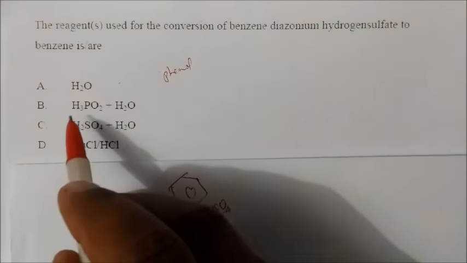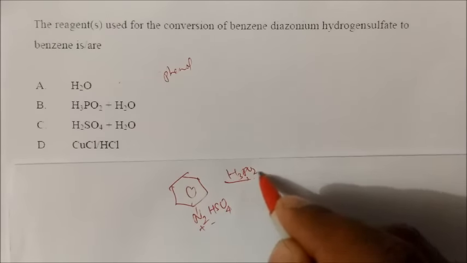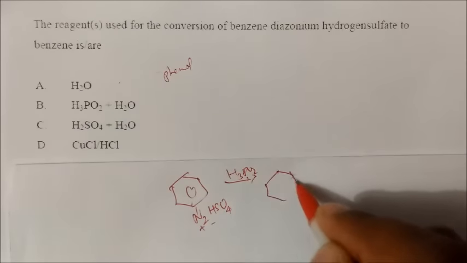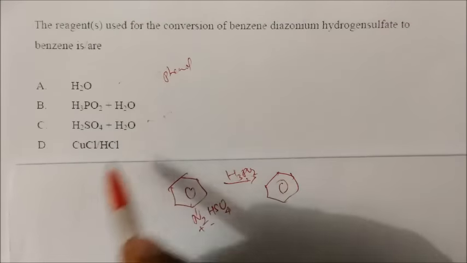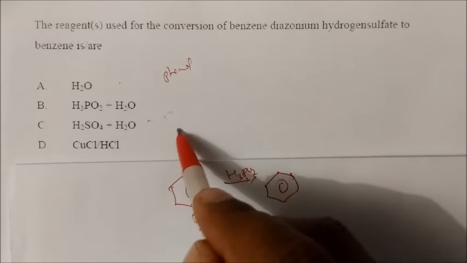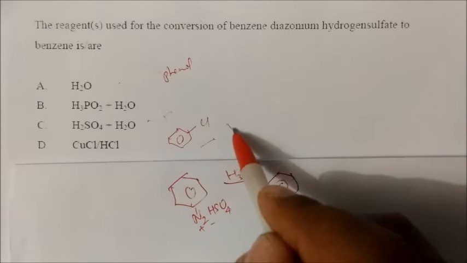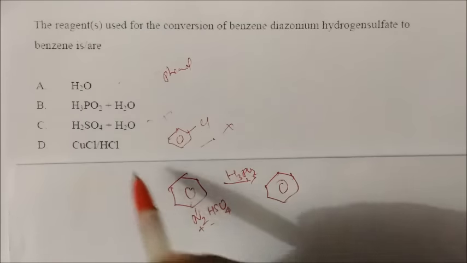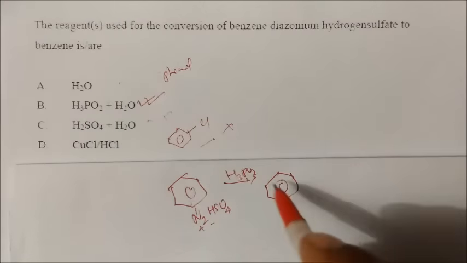But if you use H3PO2 plus water, this will give you directly benzene. This is the only reagent which gives benzene. H2SO4, no, it won't give. In case of CuCl, it will convert into chlorobenzene again. So we won't get benzene. So our option to convert it to benzene is only this. This is the only one giving benzene.